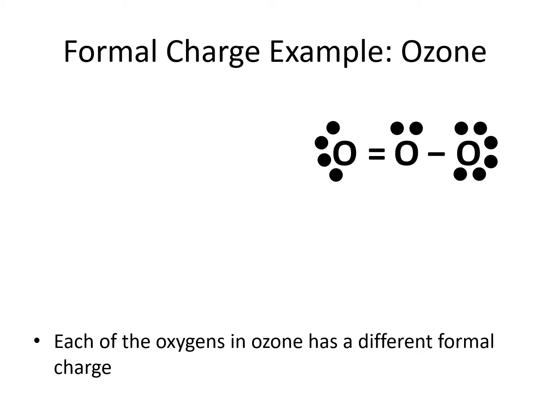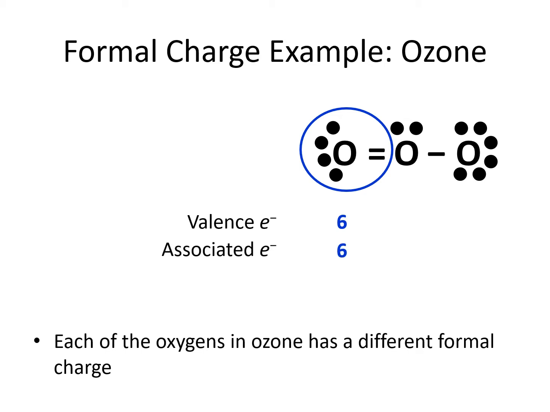Here's an example. In ozone, each oxygen is going to end up with a different formal charge. The oxygen on the left has 6 valence electrons because oxygen is in group 6A. It has 4 dots and 2 dashes around it, so it has 6 associated electrons. We do valence minus associated and get 0 for the formal charge on the left oxygen.